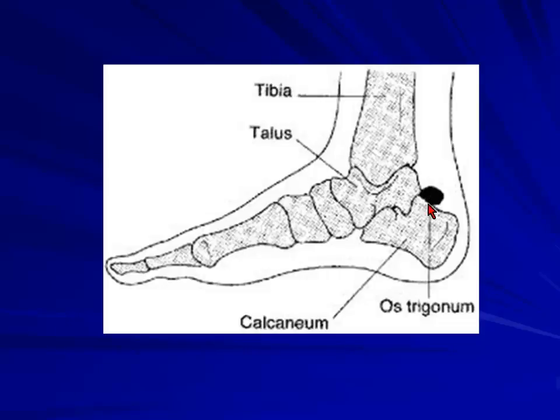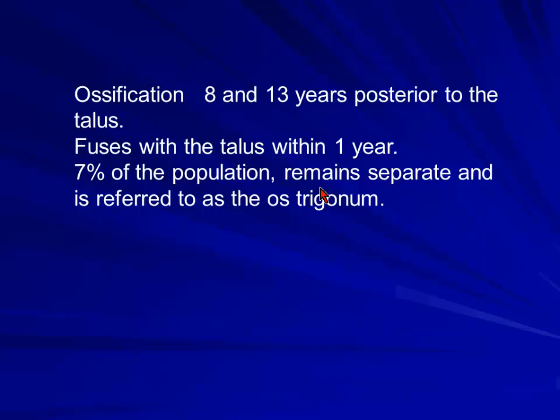This is where it is. So you've got the talus, which has two processes, medial and lateral, posteriorly, and this in childhood reflects the os trigonum. It's an ossification center, and it appears at 8 to 13 years posterior to the talus, and fuses with the talus within 1 year. In 7% of the population it remains separate and is referred to as the os trigonum.